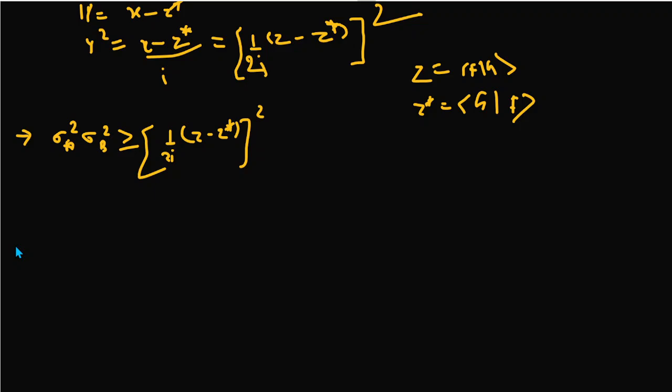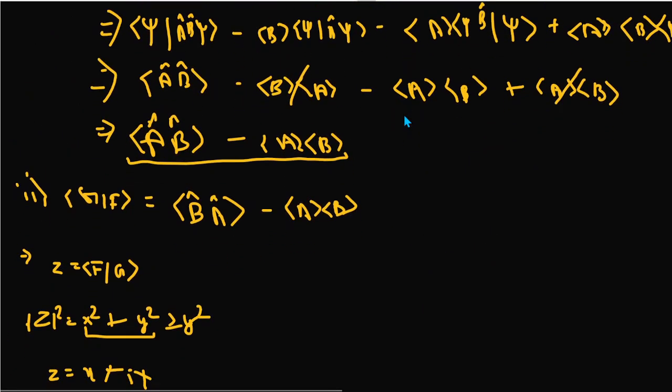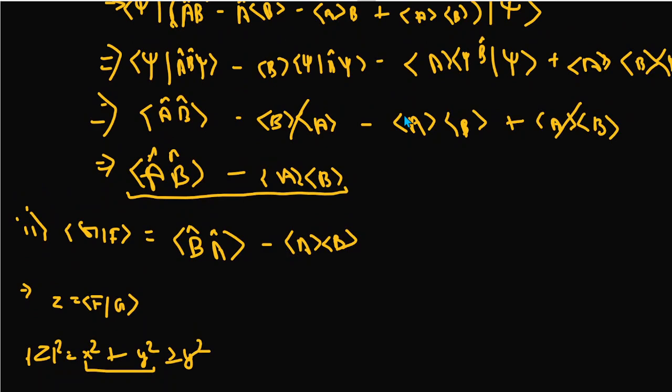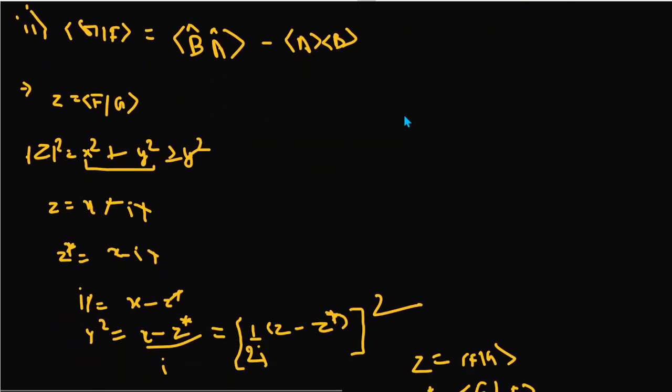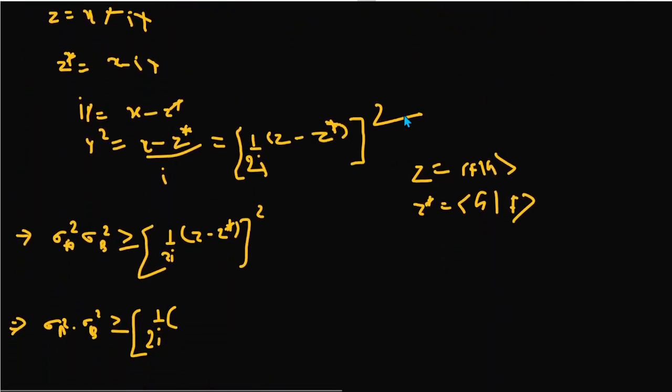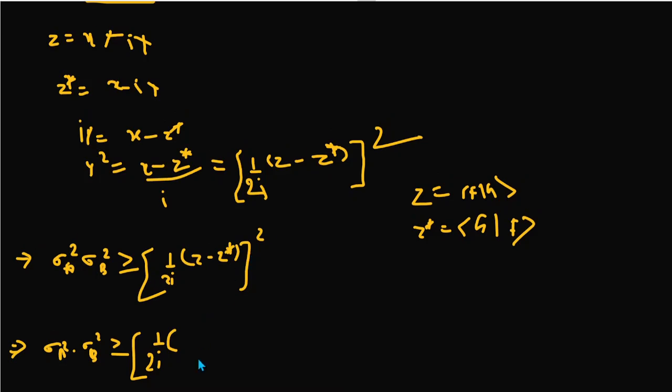Substituting these two values in this particular equation, let's see what will happen. Sigma a square multiplied by sigma b square is greater than or equal to 1 over 2 iota. z is the inner product of f and g, and you see here the value of f and g is this, and the value of g and f is this. That's why I have calculated g and f also.